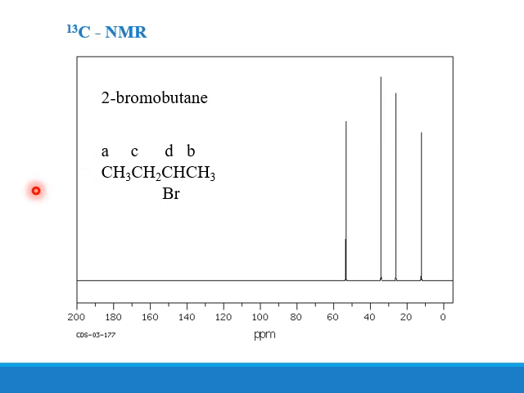So, for example, here in this compound, we have four different carbons based on their position to, for example, the bromine atom, and you can see four different peaks in this carbon NMR spectrum.